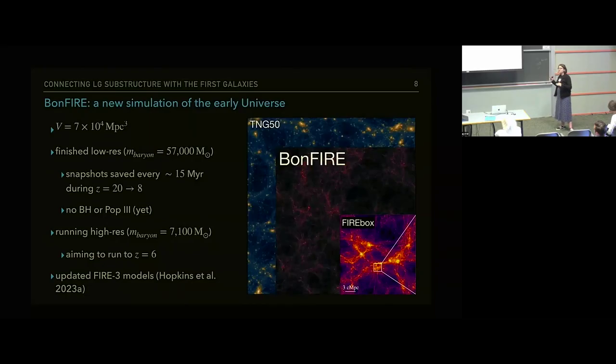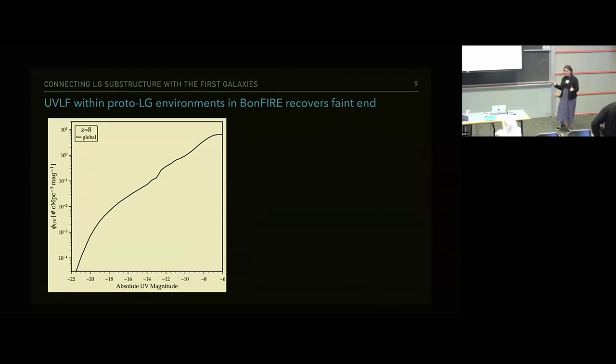Well, what we want to do is see what the global UV luminosity function is inside of the box, and then see whether, if we can pick out proto-local group volumes, that UV luminosity function at the faint end represents the global UV luminosity function. And so here's what the global UV luminosity function looks like.